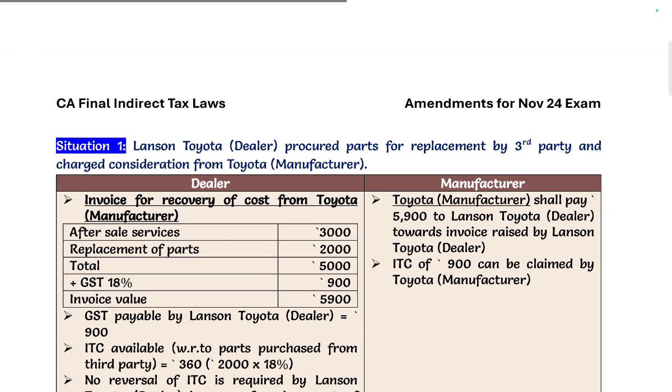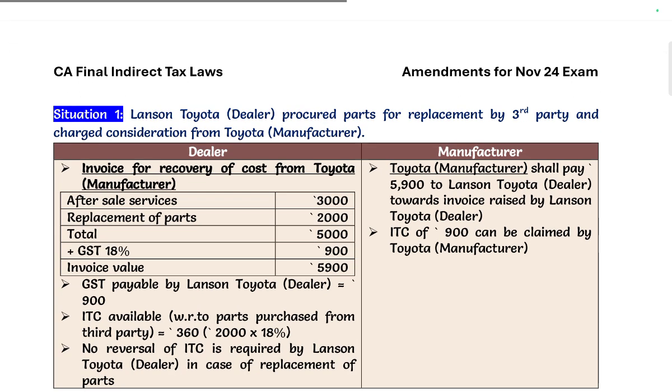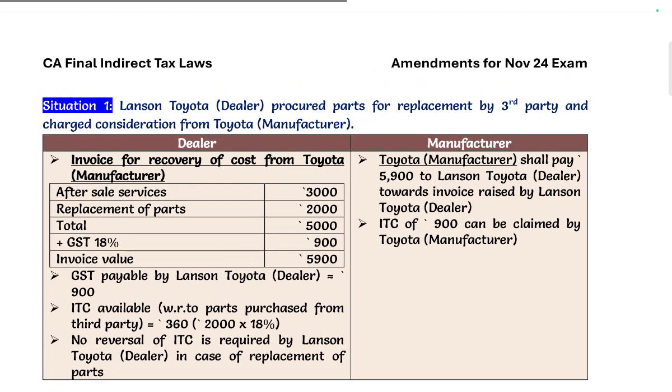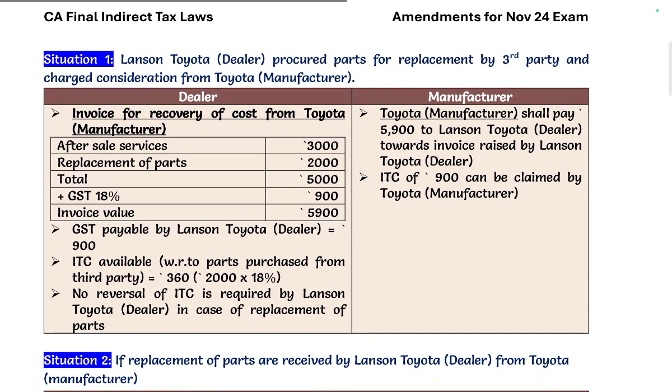The Lanson dealer procures the replacement part from a third party and charges consideration from the Toyota manufacturer. The Toyota manufacturer shall pay 5,900 to the Lanson dealer towards the invoice raised by Lanson, and ITC of 900 can be claimed by the Toyota manufacturer.